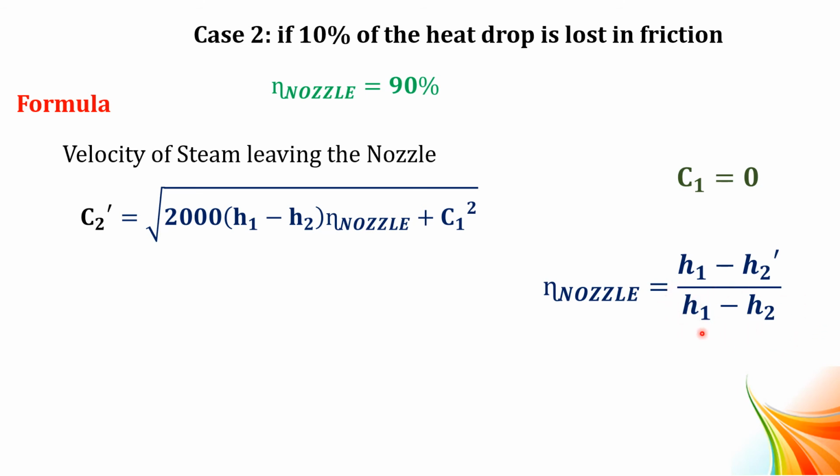So in this equation, H1 minus H2 into eta nozzle equal to H1 minus H2 dash. So substituting these two in this equation, we get C2 dash equal to square root of 2000 into H1 minus H2 dash. See here, H1 is the specific enthalpy of steam at the inlet of the nozzle in kilojoule per kilogram, and H2 dash is the actual specific enthalpy of steam at the exit of the nozzle in kilojoule per kilogram.